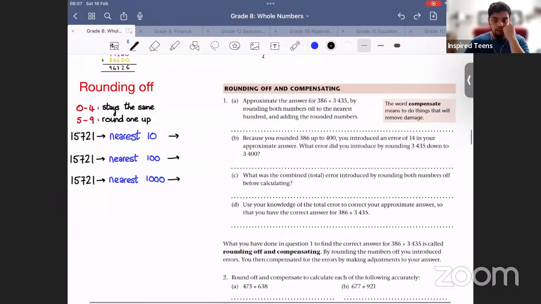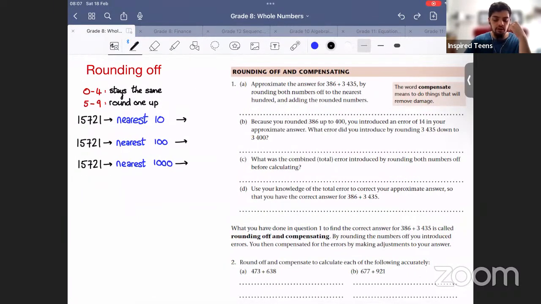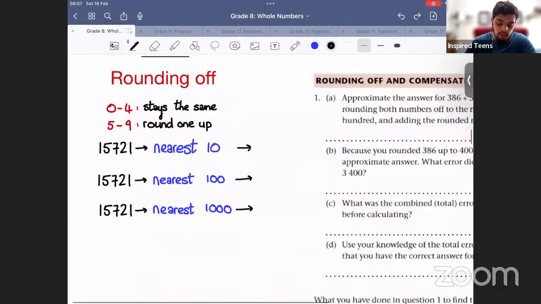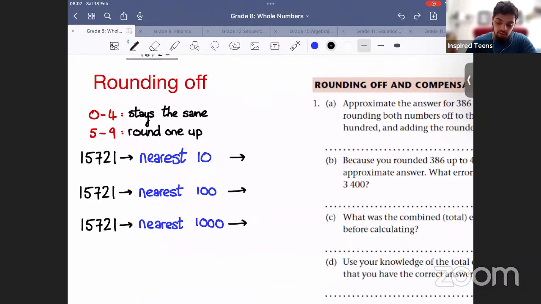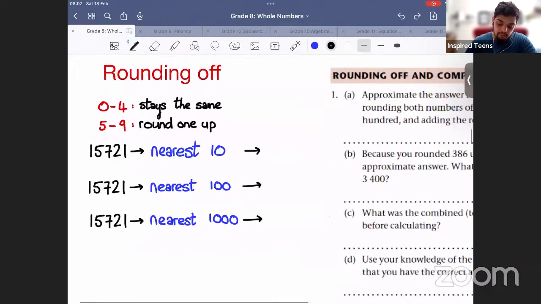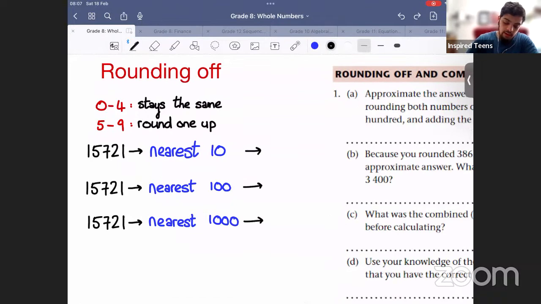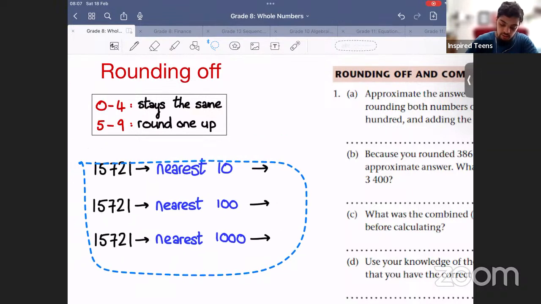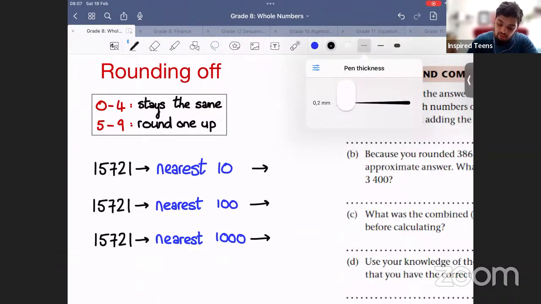Okay, let's move on to some rounding off. So let's just do revision of rounding off before we do this little rounding off and compensating. So when we talk about rounding off, remember these key rules. 0 to 4 stays the same. 5 to 9, you round 1 up. Okay, so let's look at this example where we have 1527.